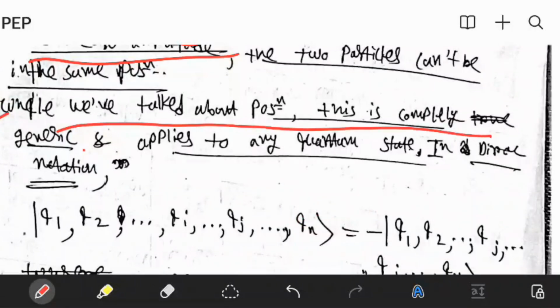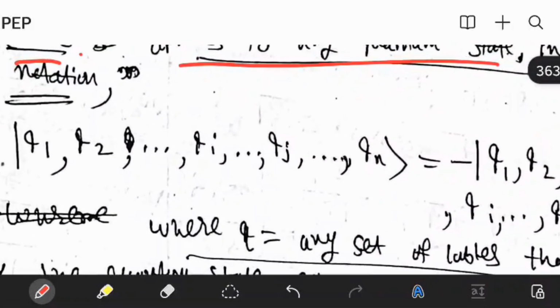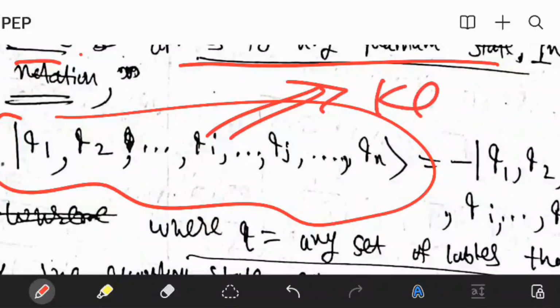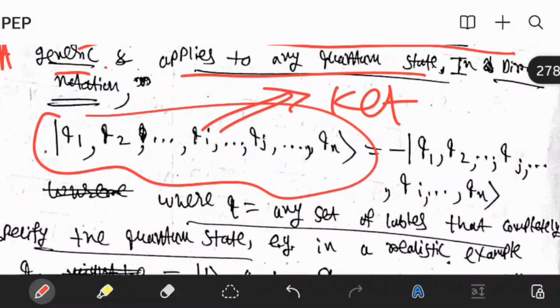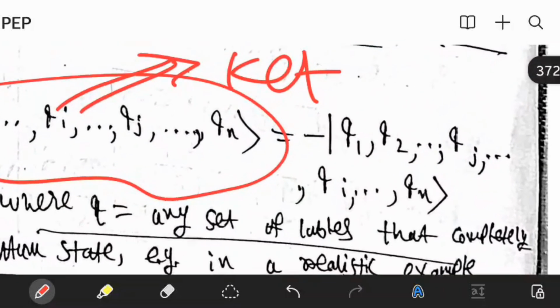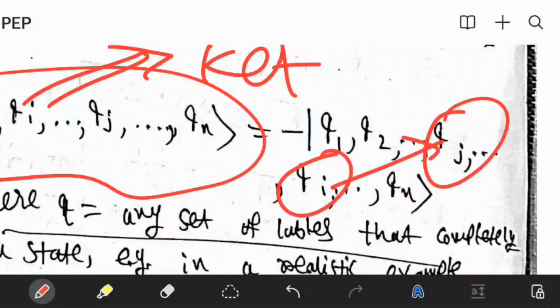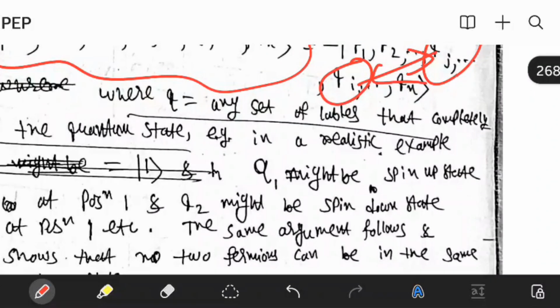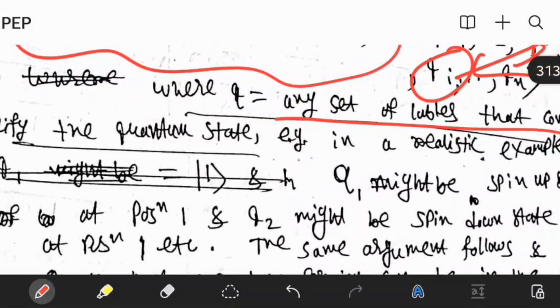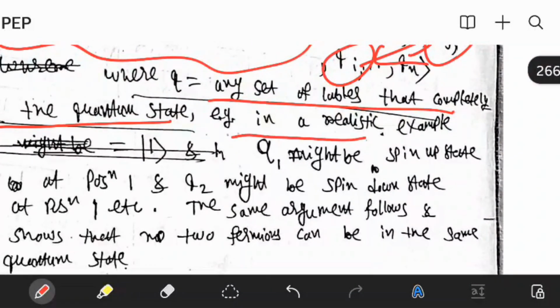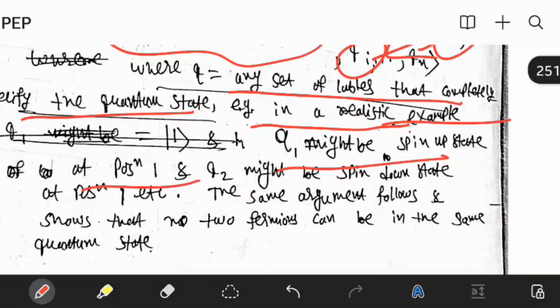While we were talking about position, this is completely generic and applicable to any quantum state. So in Dirac notation, it is ket notation. The same thing happens. The ket of Q1, Q2, blah blah blah, Qi, blah blah blah, Qj, blah blah blah, Qn is negative of the same thing, but i and j exchange their positions. Here Q is any set of labels that completely specify the wave function. For example, in a realistic example, Q1 might be a spin-up state of position 1 and Q2 might be a spin-down state of position 1.